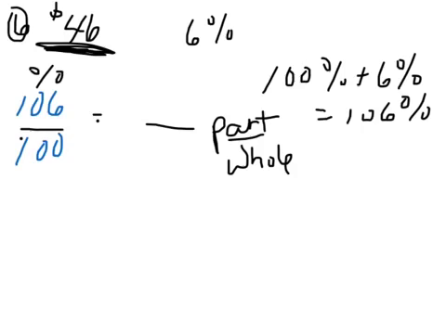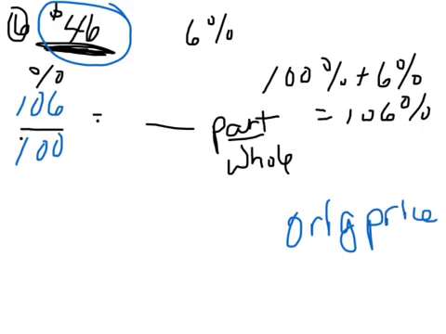Now, this $46, the original price, is always my whole. Your original amount, whether it's a price or whatever it is, is your whole. So that's what's going to go on the bottom. 46 would have been the whole price, but now they're charging me tax. I'm going to pay more. The part I'm going to pay is the unknown.